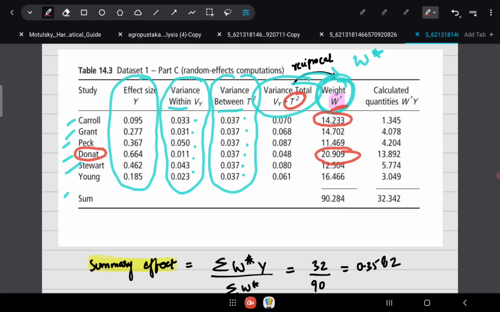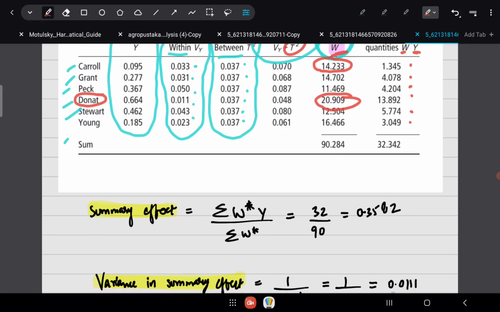As long as this between-study variance is non-zero, it will balance out the weights of the studies. So now that you have the W star, which is the weight of the study as per random effect modeling, you can calculate the product of the weight and the effect size index. So this multiplied by this, you can compute for each study, right? Now the rest of the steps are pretty similar.